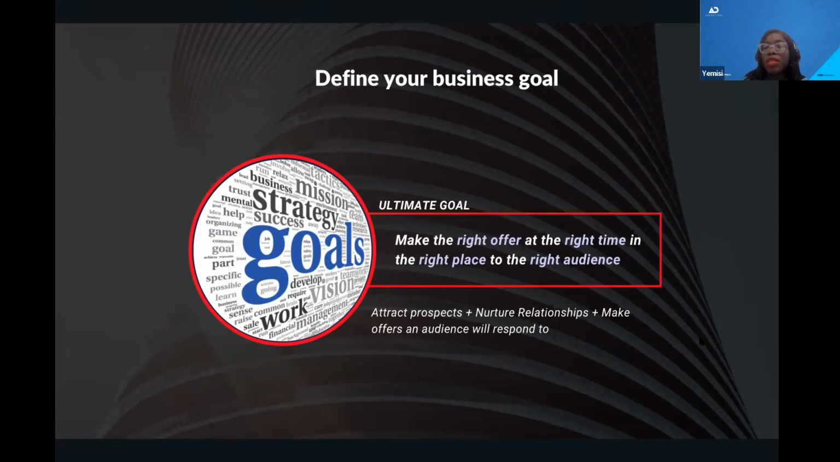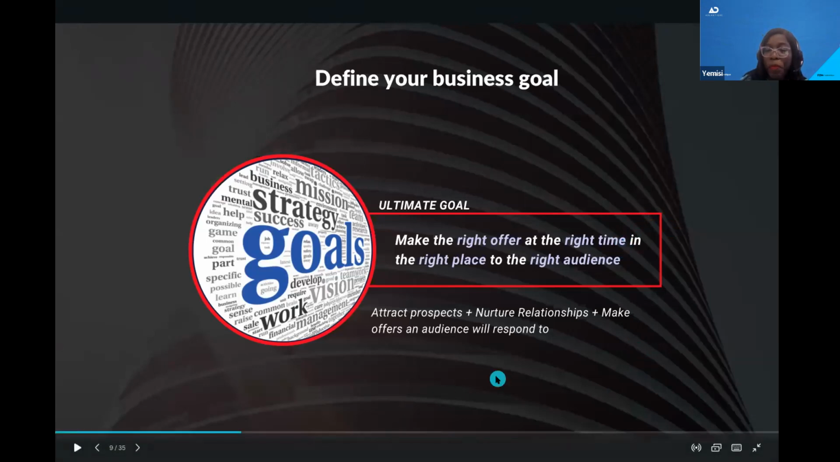So whatever your business goals are at any point in time, one thing we must always bear in mind as business owners is that we want to be able to make the right offer, using the right language, speaking the language that our customers understand, and making that offer at the right time, in the right place, or on the right platforms where our customers are, so that we can attract them, nurture relationships, and nurture them to sale.